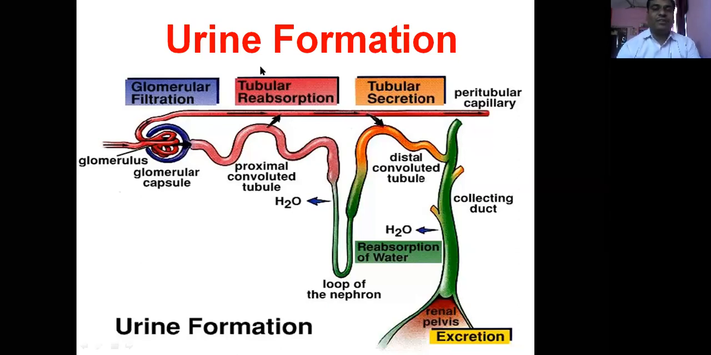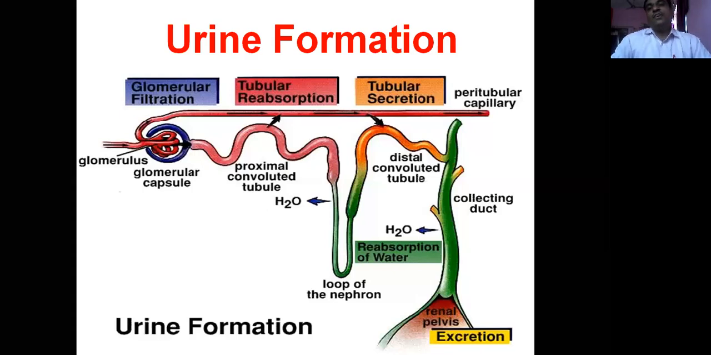Now, the next process is called tubular reabsorption. This takes place in the PCT, the proximal convoluted tubule, where some important materials that were filtered in the glomerulus are reabsorbed. This is called tubular reabsorption, and it takes place in the proximal convoluted tubule.